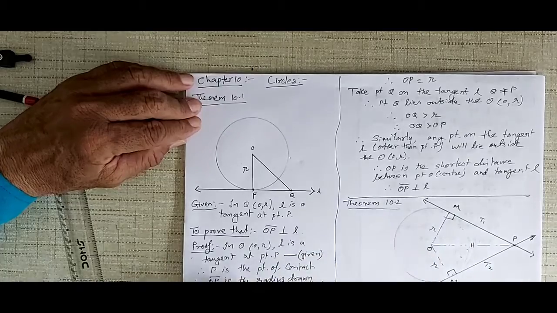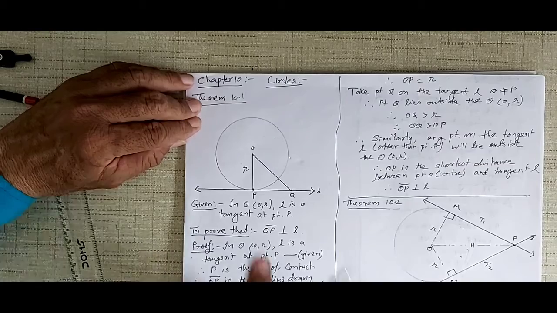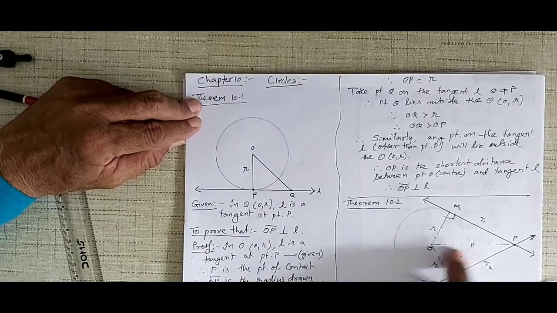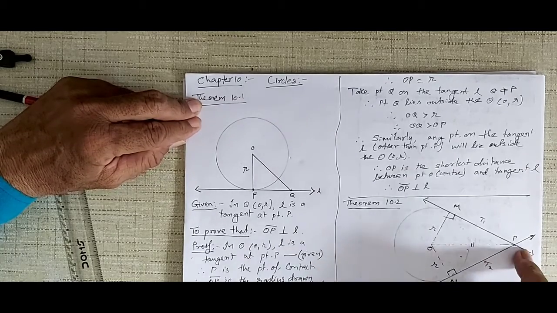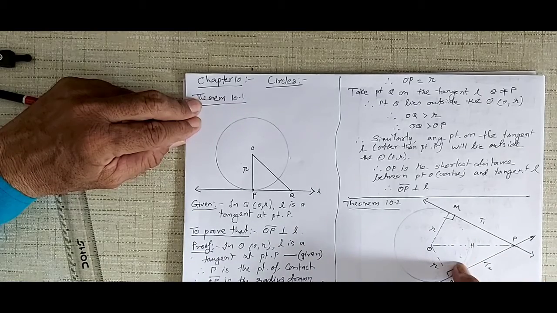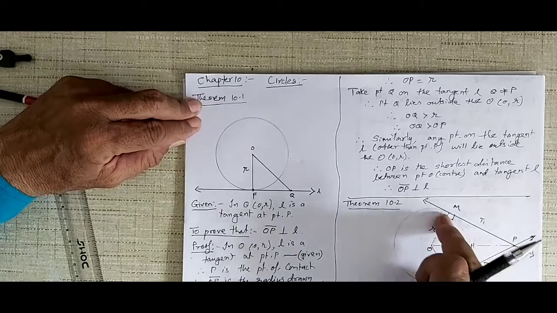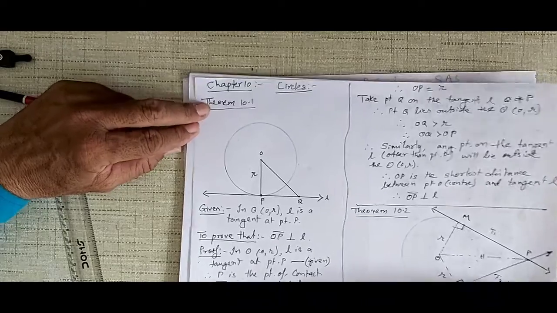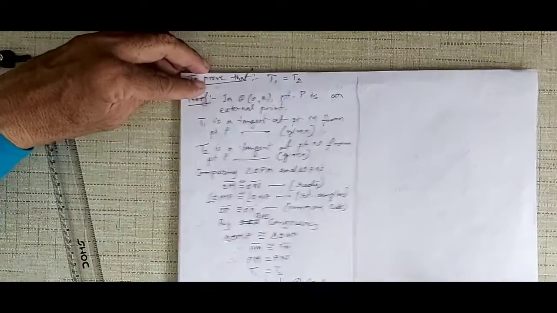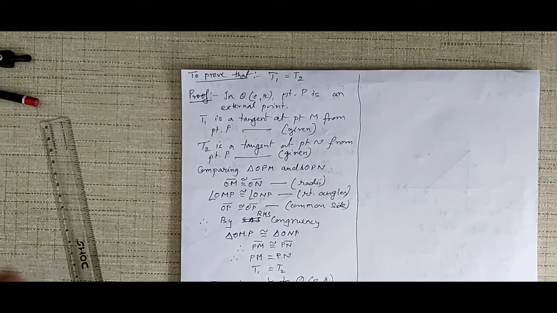First of all, OM is equal to ON, radii of the same circle. Then angle M and angle N are right angles, because according to theorem 10.1 they are perpendicular, and OP is equal to OP, the common side. Both are right angle triangles, and this is the hypotenuse. So by RHS congruency, right angle, hypotenuse and one more side, the triangles are congruent. If triangles are congruent, then PM is equal to PN. If PM is equal to PN, then tangent T1 is equal to tangent T2. So, once again, let me make it very clear: theorems 10.1 and 10.2 will be asked in the exam.